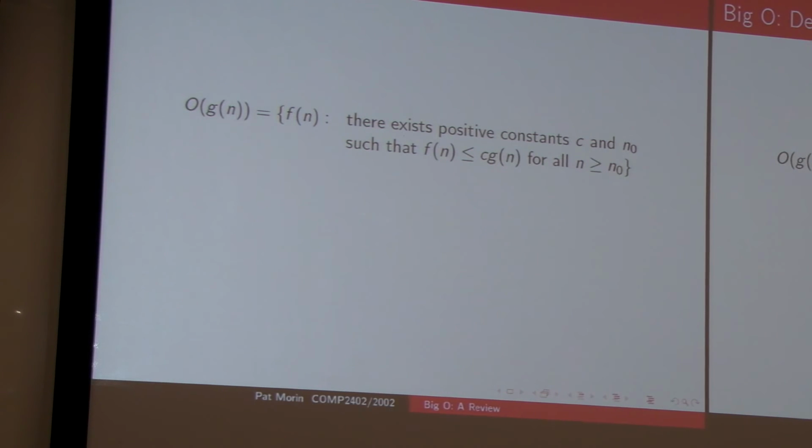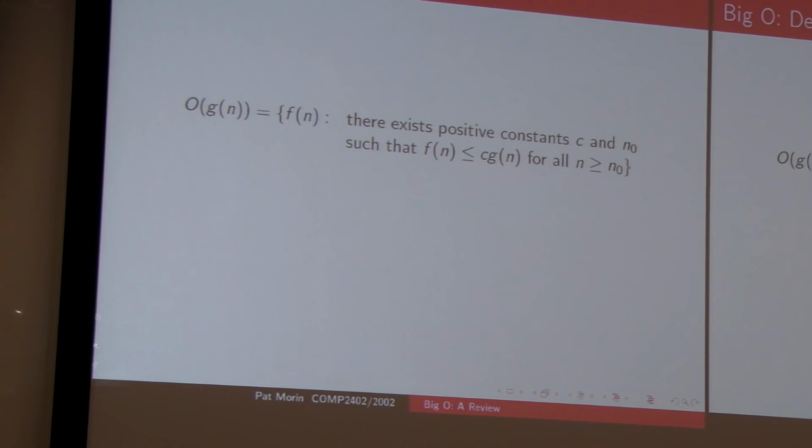So first of all, here's a surprising thing. When I write something like big O of g of n, what am I talking about? What kind of object am I talking about? g of n is a function of n. What's big O of g of n? It's a set. Yeah, it's actually a set. It's a set of functions.